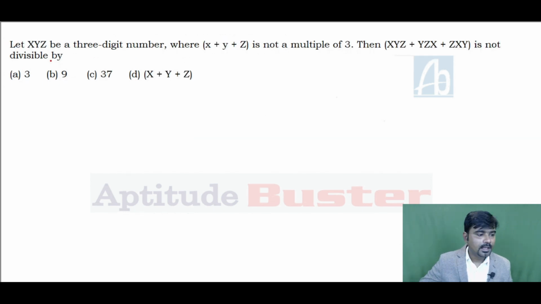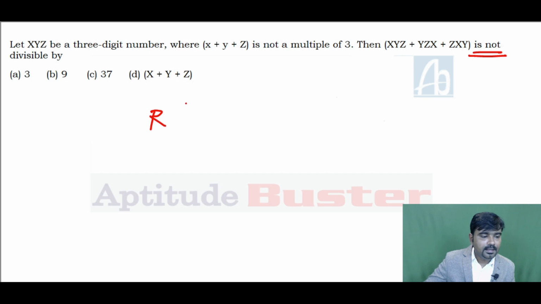Have you understood? Let xyz be a 3-digit number where x plus y plus z is not a multiple of 3. Then xyz plus yzx plus zxy is not divisible by what? It's a very simple question once you understand the simple logic behind this.